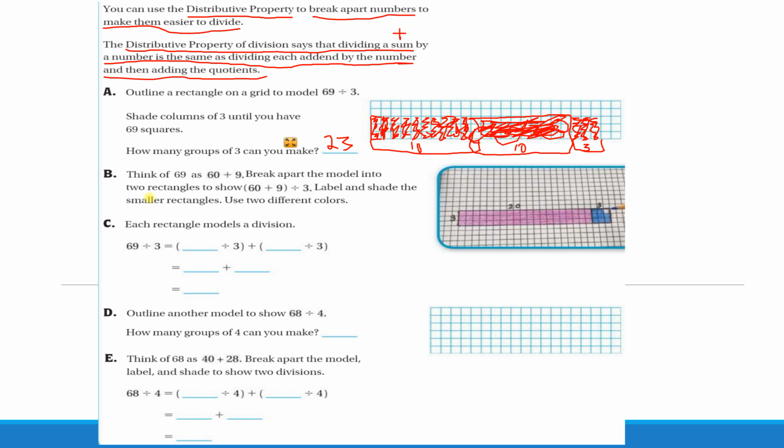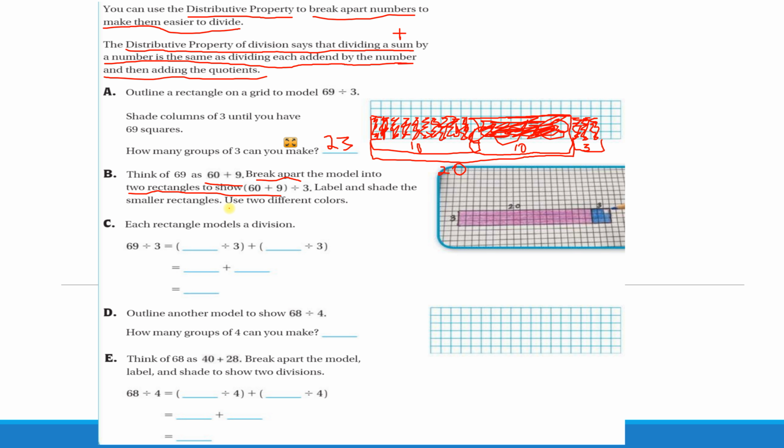Okay, let's read on to part B. Think of 69 as 60 plus 9. We're breaking it apart. Remember, we did this with multiplication as well. So break apart the model into 2 rectangles to show 60 plus 9. Well, we found the first 10 was 30, the second 10 would have been 60. So from here all the way down here, that would have been 20 columns, which is 60 total.